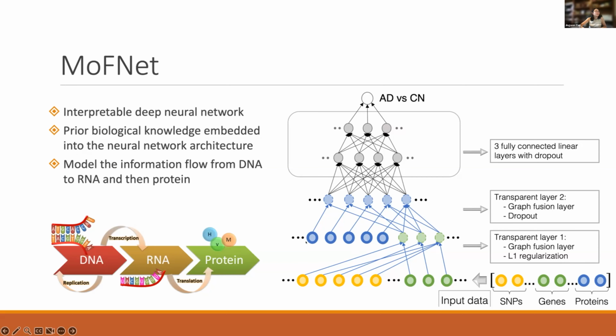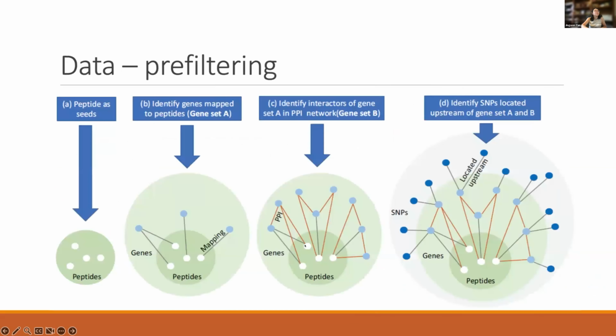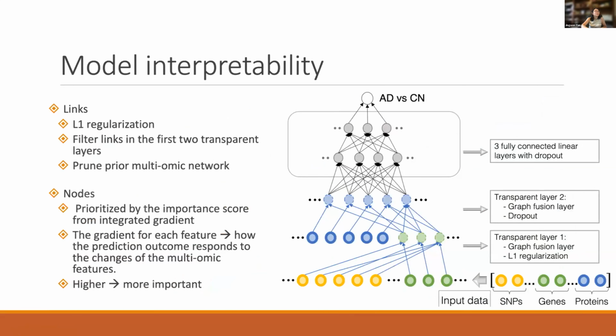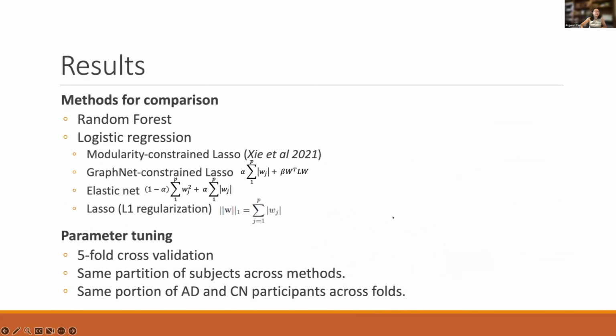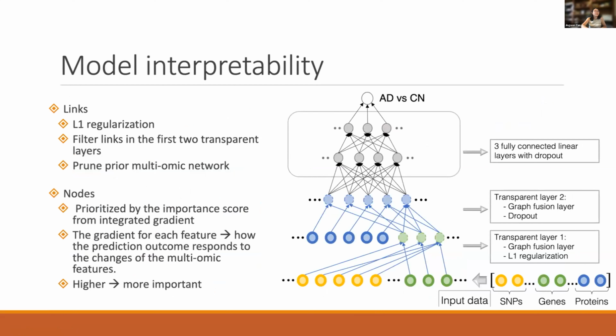As I have mentioned, the links in the first two transparent layers are exactly from this prior network we have curated. That means once we learn the weight for each of these links, we will be able to map these weights back to this prior network and do network pruning.